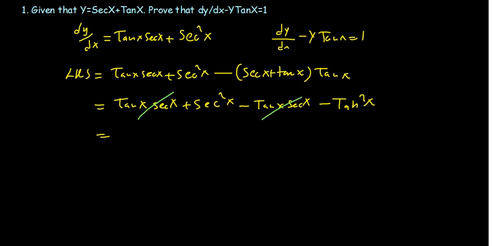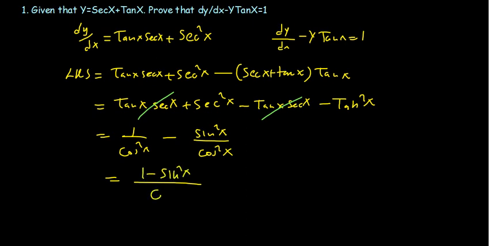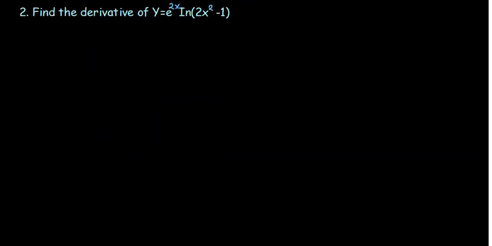We are left with sec squared x, and we know that sec squared is the same as 1 over cos squared x, and then minus, we know that tan squared is the same as sin squared x over cos squared x, and so the denominator is the same, we just get to subtract what is on top, so that will be 1 minus sin squared x over cos squared x, and again we know that 1 minus sin squared is the same as cos squared over cos squared. This is equal to 1, hence shown. Let's look at question number 2.